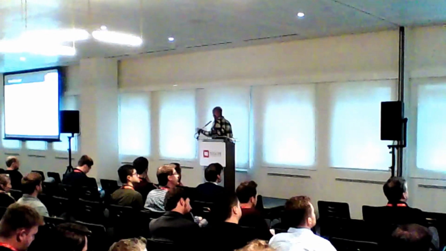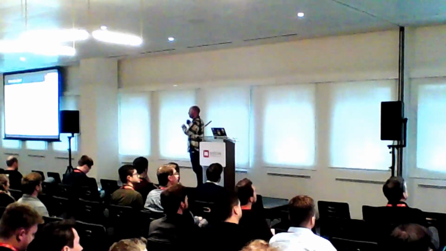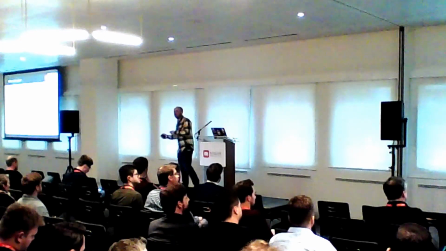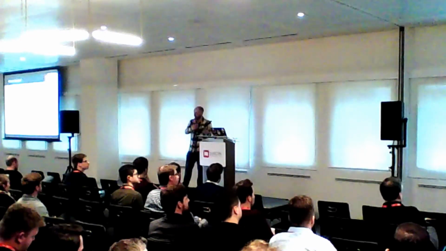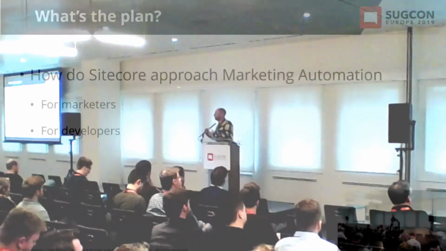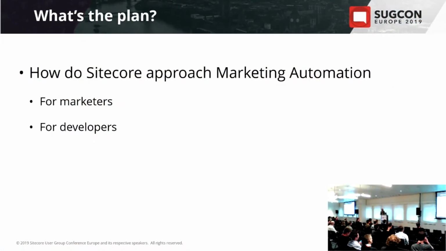So what will we look at today? It's going to be three or four key things. The first of which is, how does Sitecore take on marketing automation? What is it for Sitecore? What does it mean? As a marketer, what does that mean? And as a developer, what does that mean?